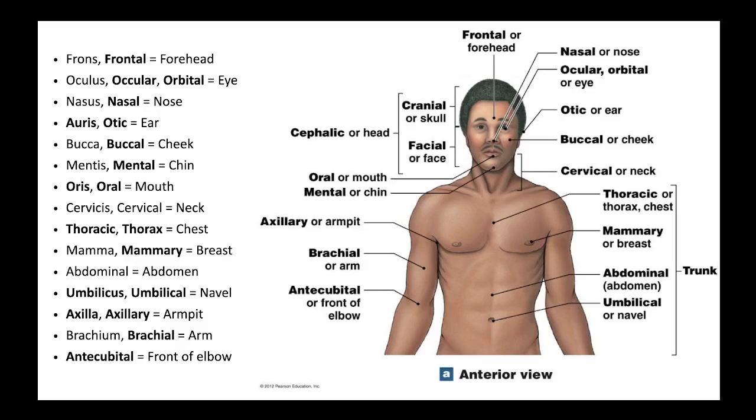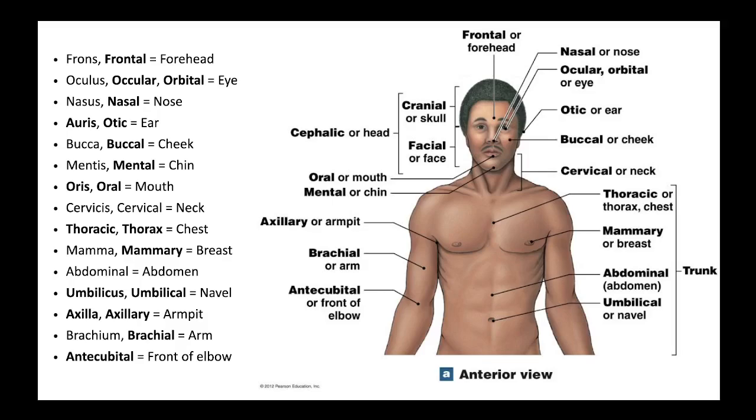Some more medical terminology. Starting from the very top, the frontal region in your head is going to be associated with your forehead. And then the cephalic or the head region can be subcategorized into cranial, which is going to be associated with the skull, or facial. Other terminology associated with the face could be the nasal or the nose region, ocular, orbital, or the eye. Otic, which would be the ears.